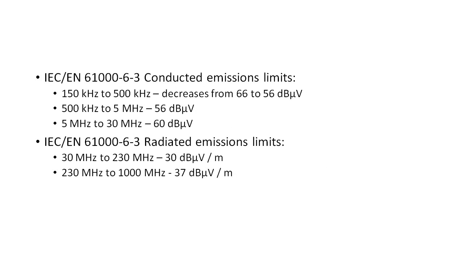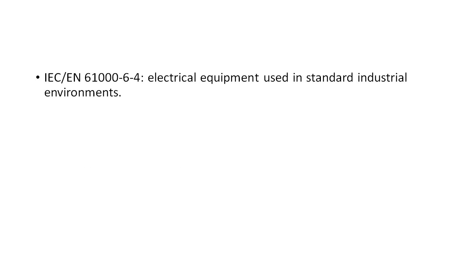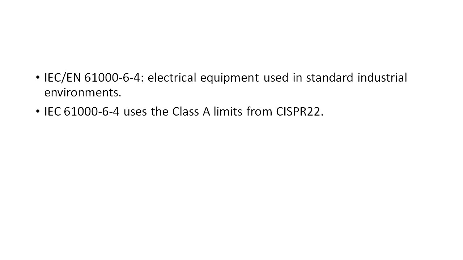So what about Class A limits? Is there an analogous generic standard that treats all equipment tested under it as equivalent to Class A devices? Well, of course, the answer is yes. IEC 61000-6-4 and its European equivalent is for equipment used in standard industrial environments as opposed to commercial and light industrial, called out by 61000-6-3. The 6-4 generic standard uses the Class A CISPR 22 limits for conducted and radiated emissions.